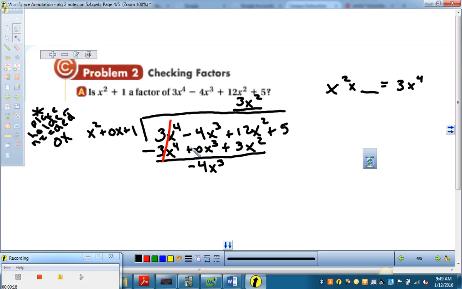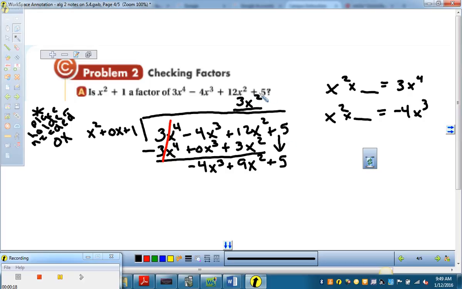And we have 12x squared minus 3x squared, which is 9x squared. Now what do I do? Bring down the 5, so I get 3 terms. And we ask ourselves the question again. x squared times what equals negative 4x cubed? Negative 4x. Oh, I did skip one.